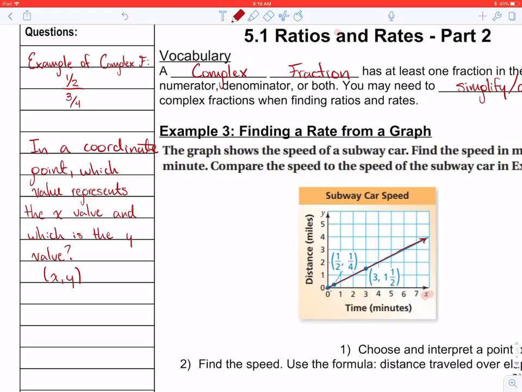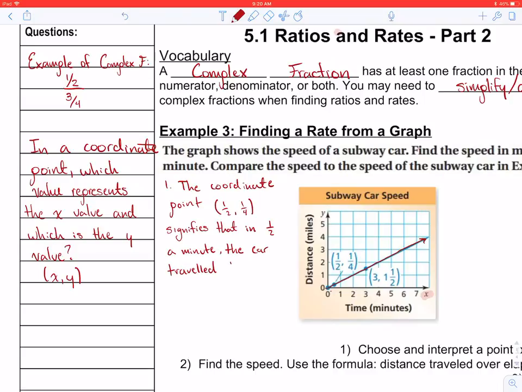So the coordinate point, let's put that down, the coordinate point 1/2, 1/4 signifies or means that in 1/2 a minute, so in half a minute, the car traveled a 1/4 mile.